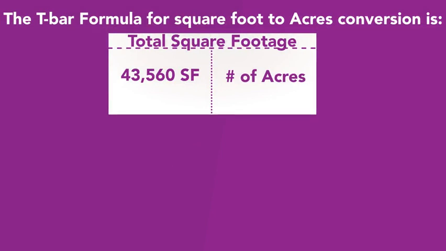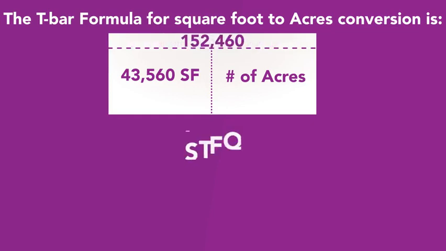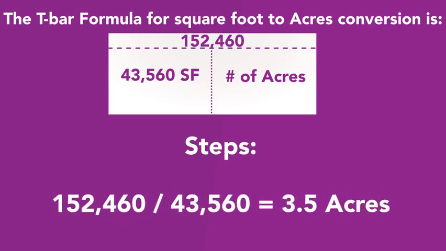For example, if a lot contains 152,460 total square feet, how large is the lot in acres? 152,460 divided by 43,560 equals 3.5 acres.